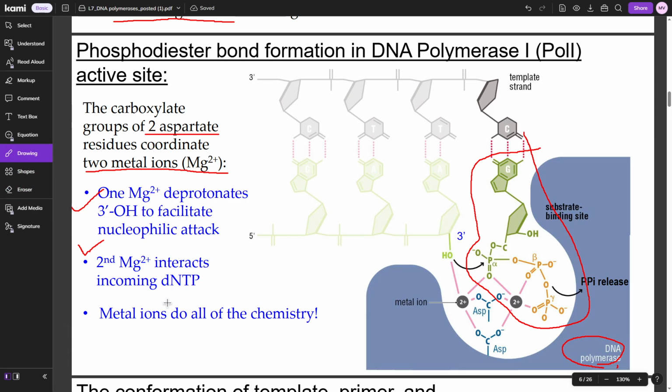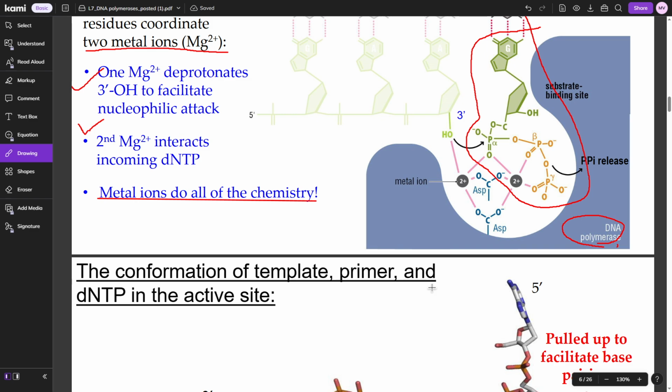And the main idea here is that the metal ions are really the ones doing all the chemistry. The R groups of the amino acids actually don't do much in this. The protein doesn't really do much. So if you remove the magnesium ions, good luck with your DNA polymerases. That would be really bad.